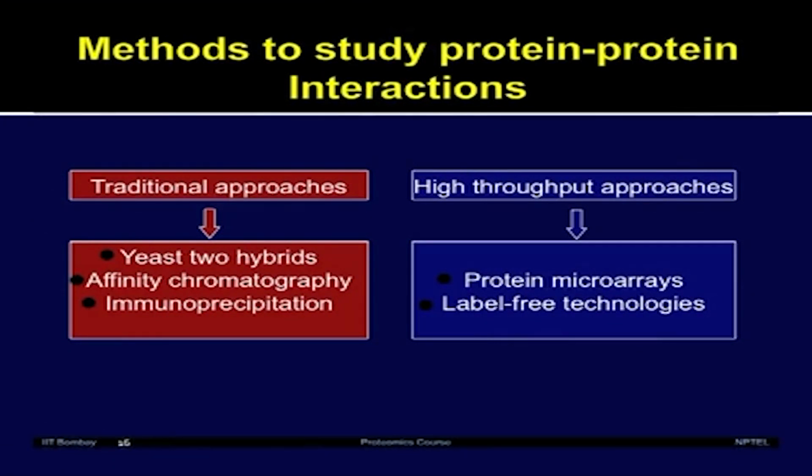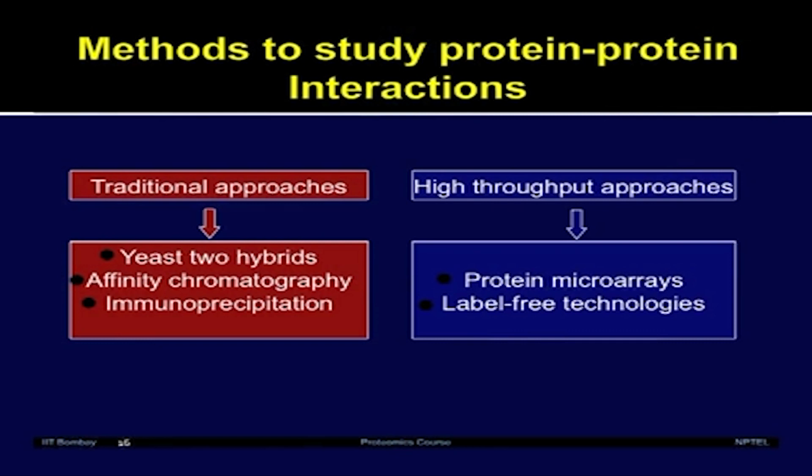The traditional approach has heavily used yeast 2 hybrid, affinity chromatography and immunoprecipitation. The more recent approaches include high throughput technologies such as protein microarrays and different types of label free technologies. The label free technologies will be discussed in more detail in the subsequent lectures.